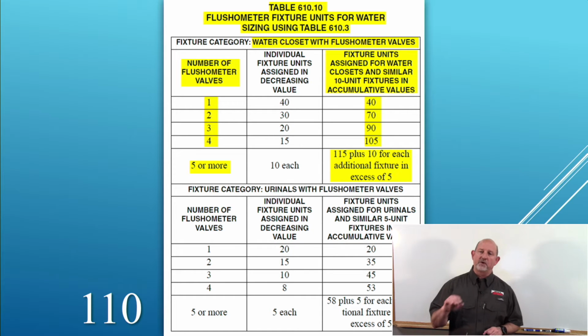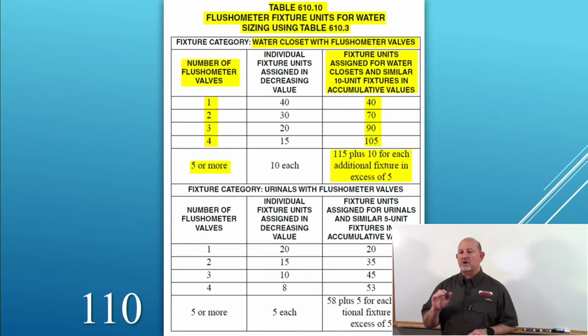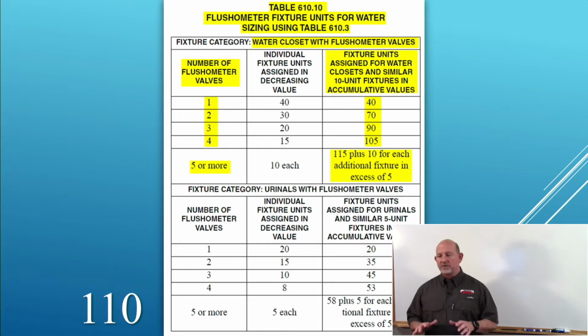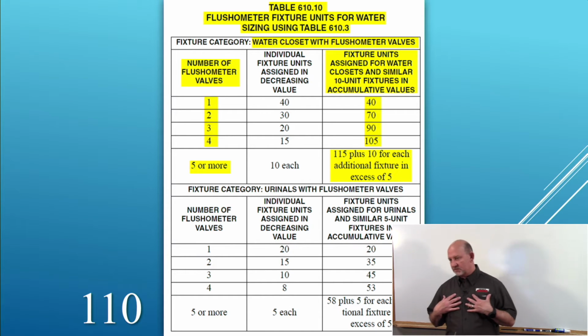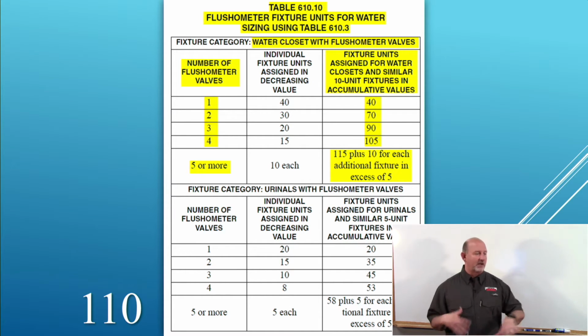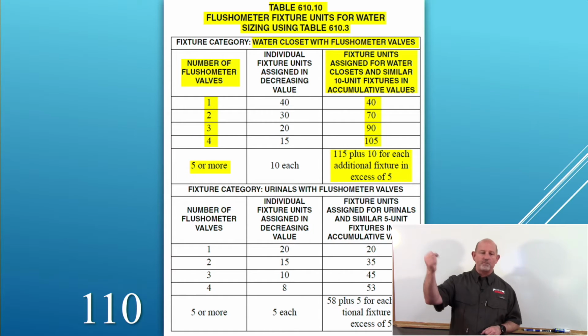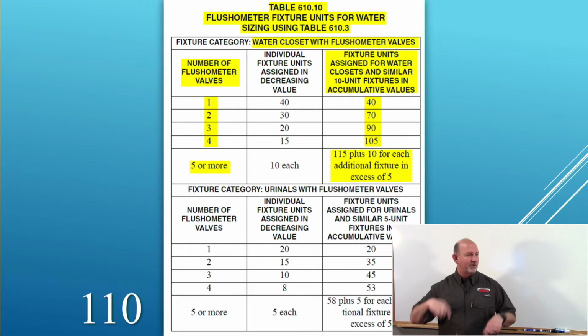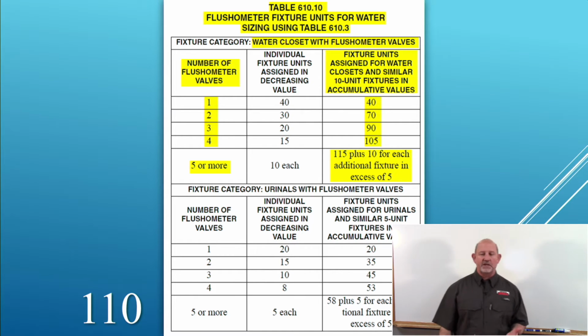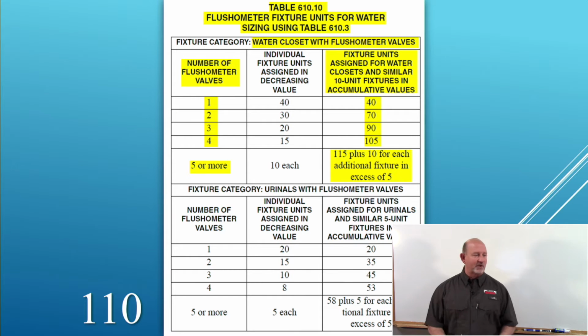So down below there, notice we got the fixture category water closet with flushometer valves. So this is not the toilet at Wade's house. This is a flushometer valve toilet like the ones we grew up with at school, right? With the one valve on there. Done, right? You can flush that toilet with a flushometer valve and 7 to 10 seconds later you can flush it again, right? We're not waiting for that tank to fill back up so we can flush it.